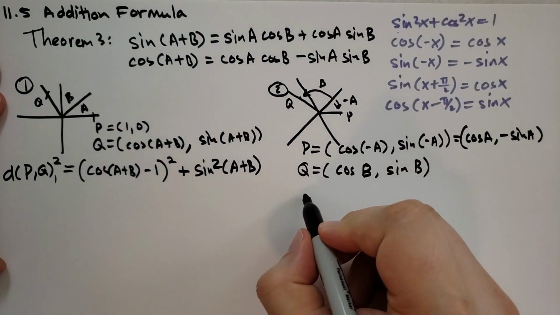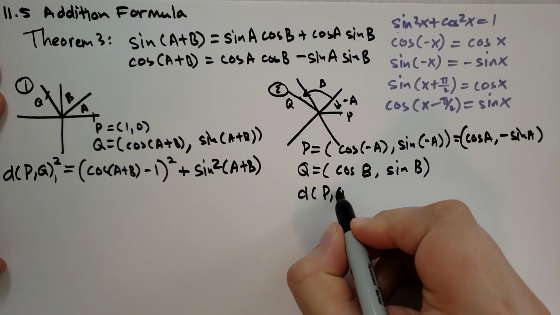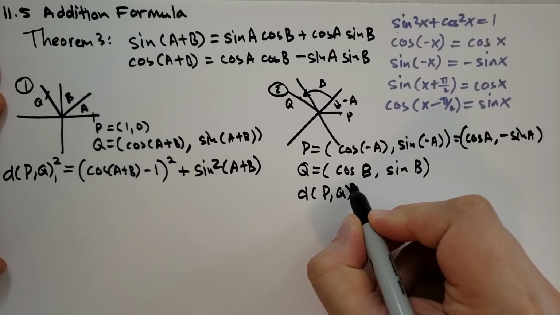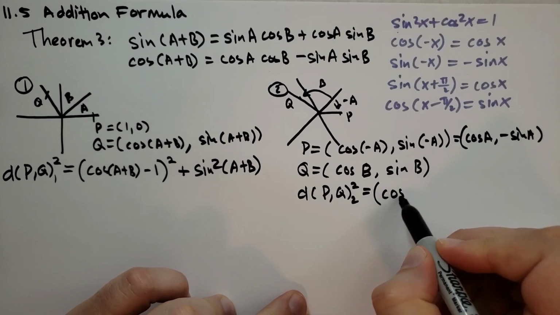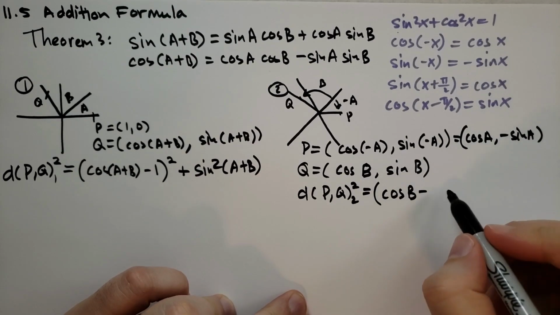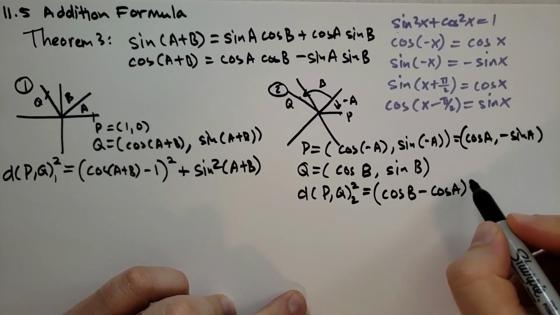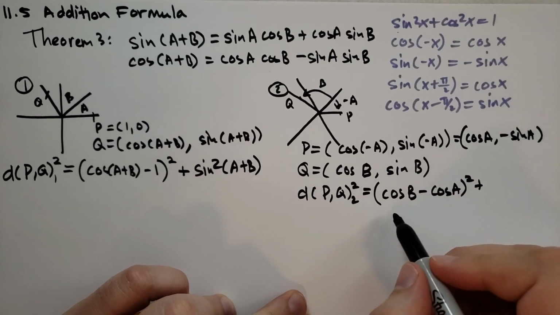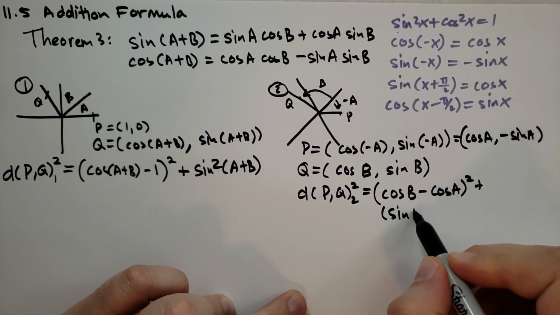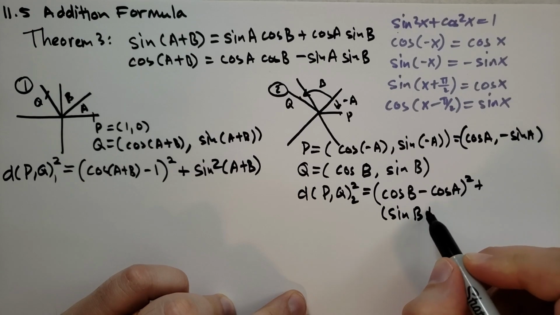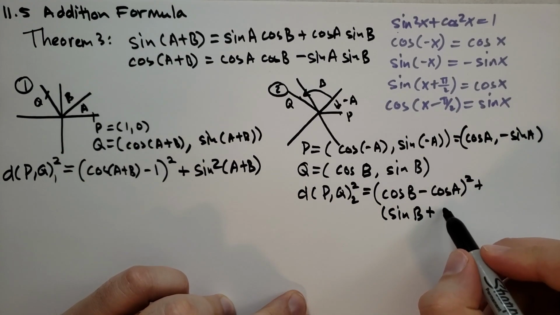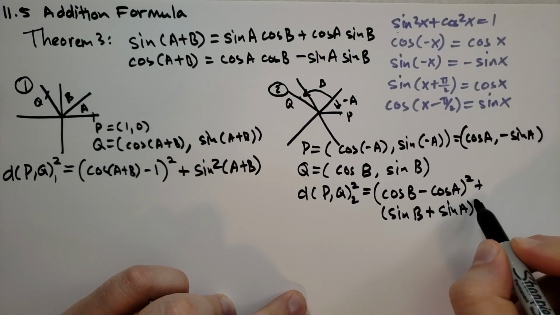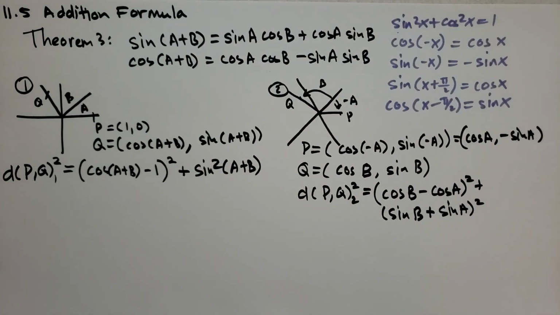Okay? And then over here, the distance between P and Q in the second coordinate system squared is going to be the same thing. We're going to take cosine of B and subtract cosine of A, square that, and then we're going to take sine of B, and we're going to add, because we're subtracting a minus, so subtracting a negative, we're going to add sine of A and square that. Okay?